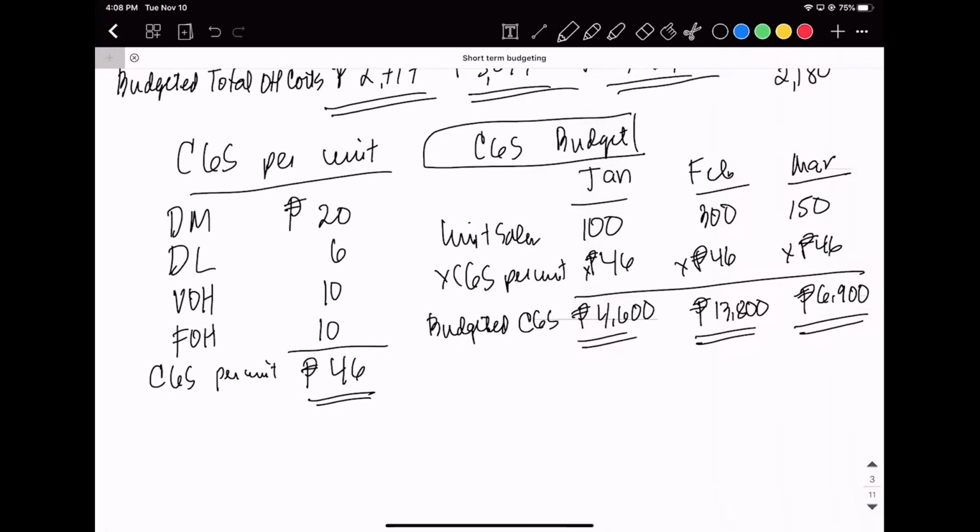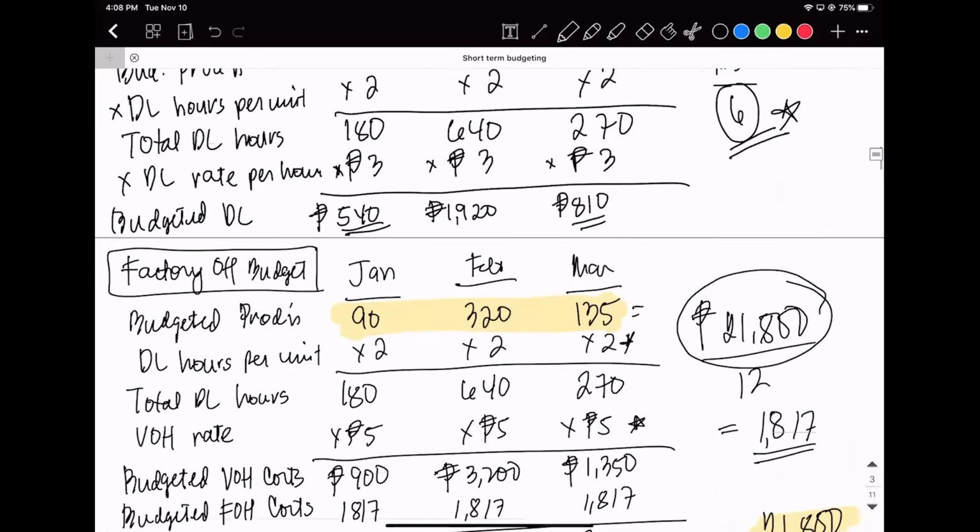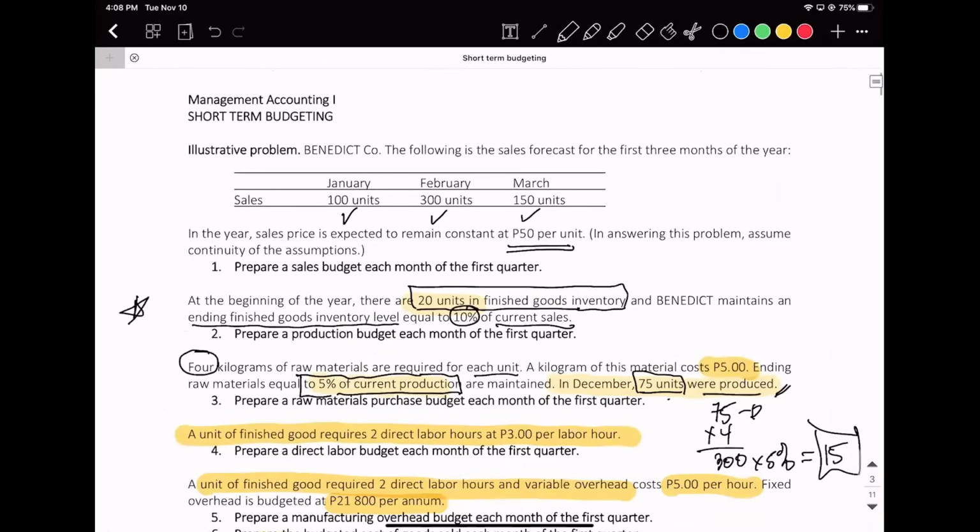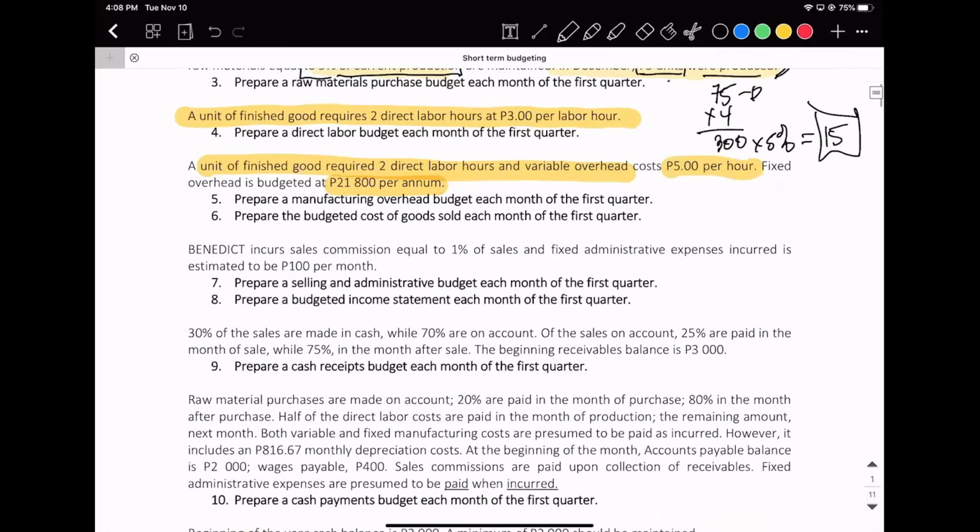Meron pa ba? Yes, meron pa. Ano yung next dito? Tignan natin sa problem. Okay, so tapos na sa cost of goods sold. Siyempre, after that, expenses na. So, selling and administrative expenses. So, Benedict incurs sales commission equal to 1% of sales. And fixed administrative expenses incurred is estimated to be 100 pesos per month. Definitely, sales commission is your variable selling and admin expense. So, 1% daw ng sales.